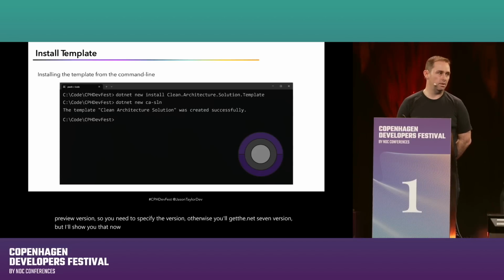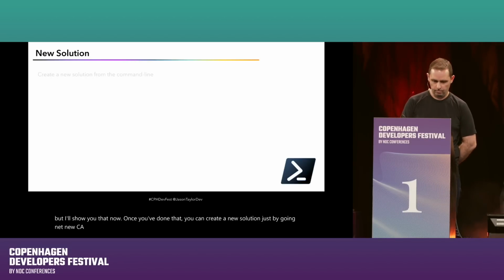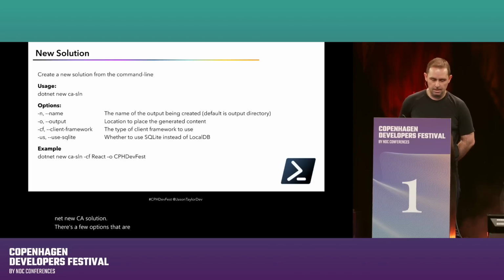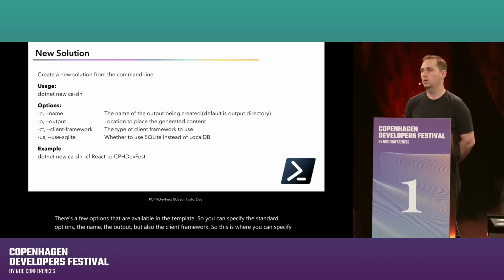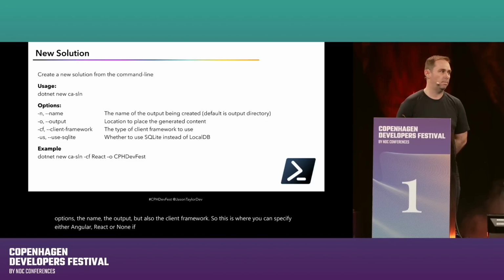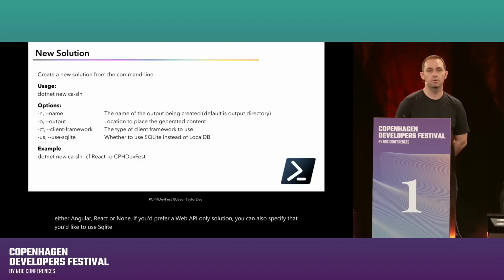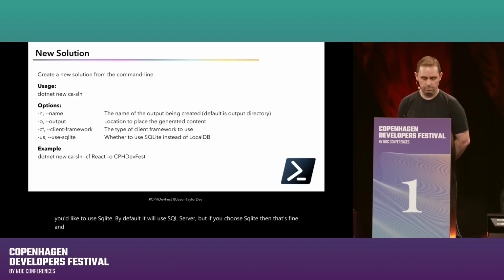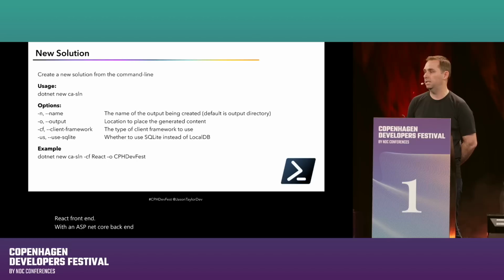Now, once you've done that, you can create a new solution just by going dotnet new ca-sln. There's a few options that are available in the template. So you can specify the standard options, the name, the output, but also the client framework. So this is where you can specify either Angular, React, or none if you'd prefer a Web API only solution. You can also specify that you'd like to use SQLite. By default, it will use SQL Server, but if you choose SQLite, then that's fine, and that'll work across all different environments. So the example there is creating a new React front end with an ASP.NET Core backend. It'll be called CPHDevFest.